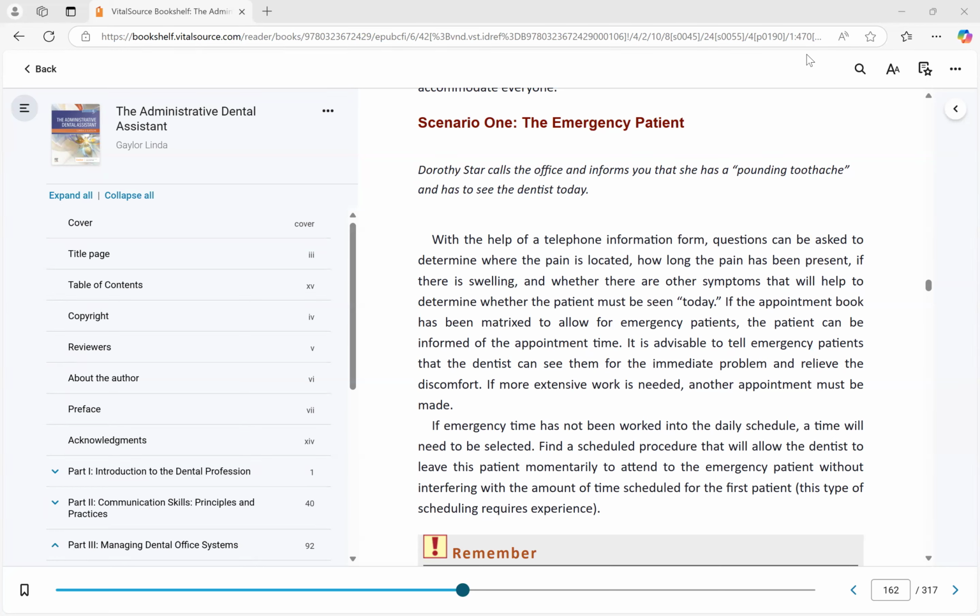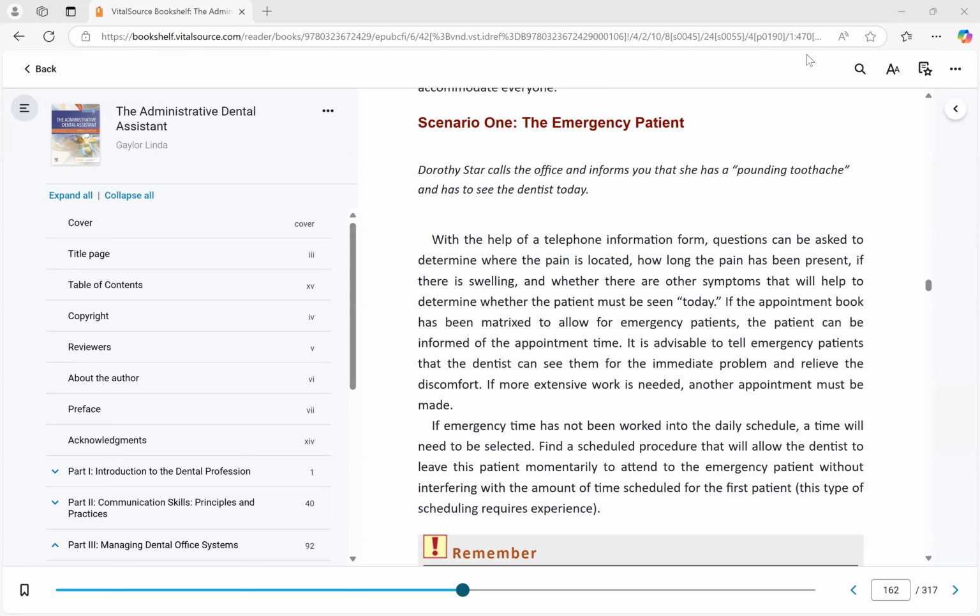So some of the questions that we might ask this patient is how long they've been in pain, and if they're taking anything over the counter for this pain. We can also ask them where in the mouth it's located and if they're noticing any bleeding or swelling.